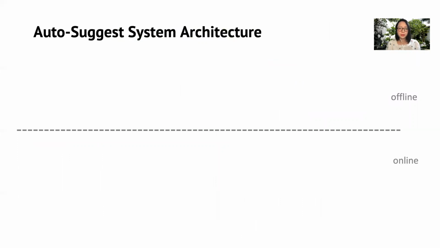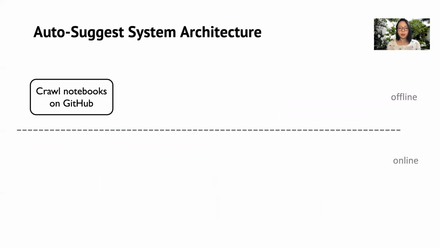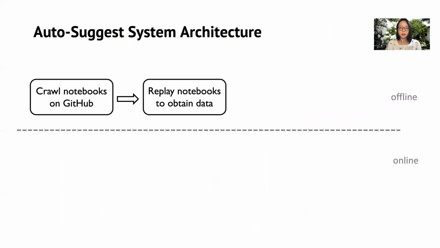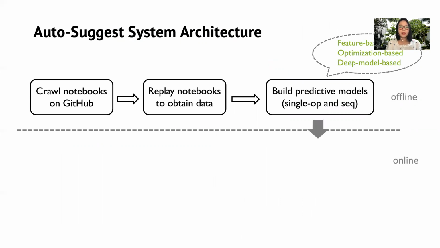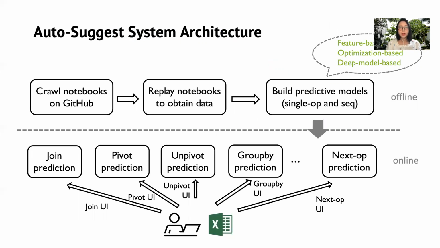Here's how the system looks. Given that there's a large number of notebooks available on GitHub, we first crawl and automatically replay the notebooks. The idea is that by replaying, we get to observe the exact input-output tables at each step. The collected data is used to build a variety of models, including machine learning based and optimization-based models. These training steps happen offline. Then online, AutoSuggest can take users' data and use these models to make relevant suggestions, such as the top k suggestions for the pivot, as you saw earlier.